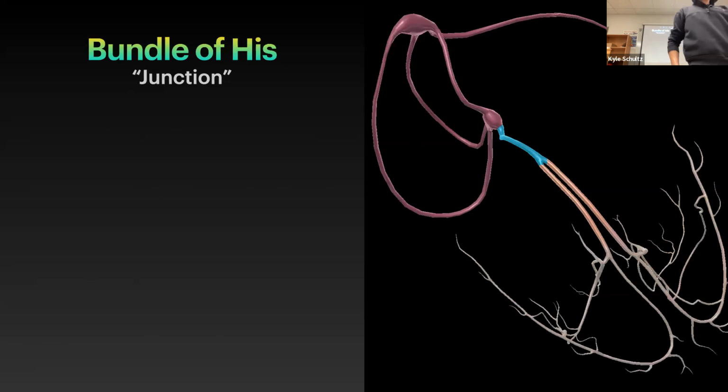which actually, going back to the bundle of His, if I was going to have, let's say, a 3rd-degree heart block, doesn't it kind of make sense that this might be where it's located at? Yeah. What about like a 2nd-degree type 2? What do you think that is? It's going to be in the bundle of His usually as well.